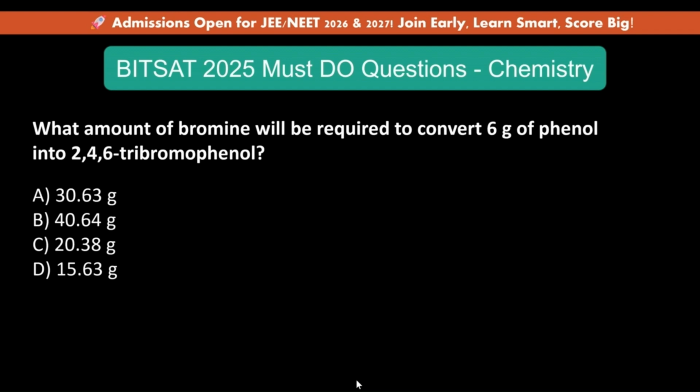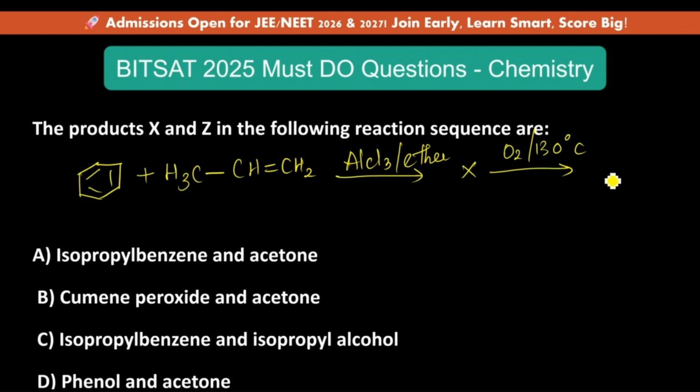First question says, what amount of bromine will be required to convert 6 grams of phenol into tribromophenol, ortho and para-substituted phenol? So let's see how much is required. 6 grams of phenol. So what is the molecular weight? 130 degrees Celsius forming Y. Then that is producing phenol plus Z. They are asking X and Z in the reaction.